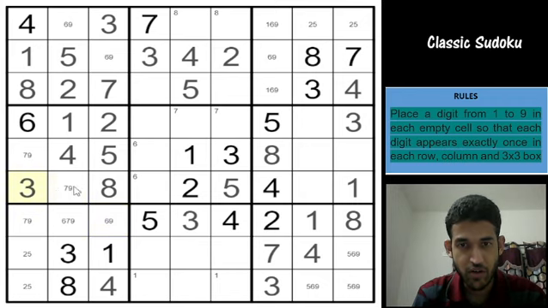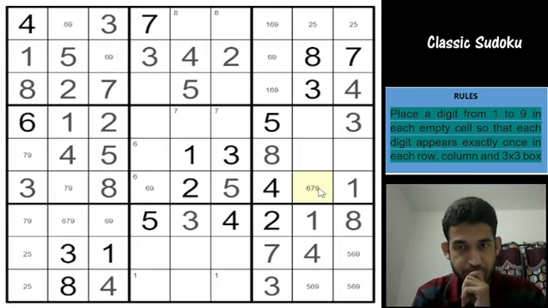Okay, let us look at row 6. It has 6 digits: 3 8 2 4 5 and 1. The remaining digits are 6 7 9. So this has to be 6 and 9. 7 is here, so this would be 6 7 and 9.